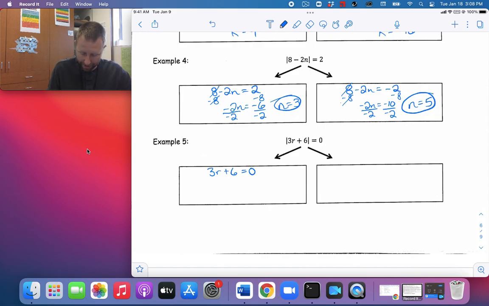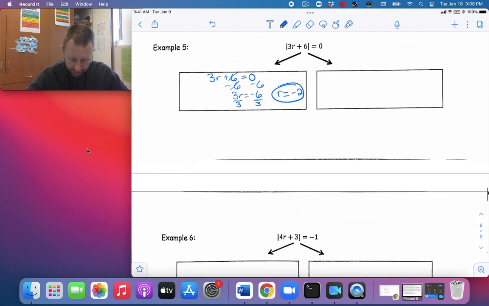So I'm going to solve this one. Subtract 6 from both sides, and we're left with 3r equals negative 6. And then divide both sides by 3, and we're left with r equals negative 2. So again, absolute value, that's just a distance from 0.